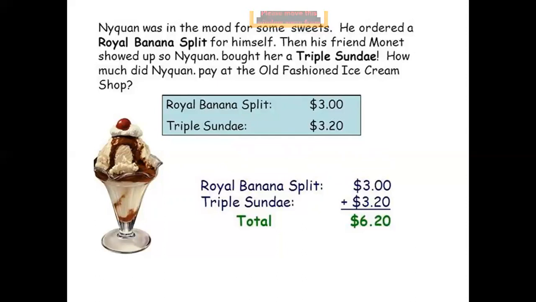Let's see the word problems related to addition and subtraction. Nikwan was in the mood for some sweets. He ordered a royal banana split for himself. Then his friend Monette showed up, so Nikwan bought her a triple sundae. How much did Nikwan pay at the old-fashioned ice cream shop? So the cost of royal banana split was 3 rupees and the triple sundae was 3.20. So when we add royal banana split 3.00 with triple sundae 3.20, the total money they have given is 6.20.